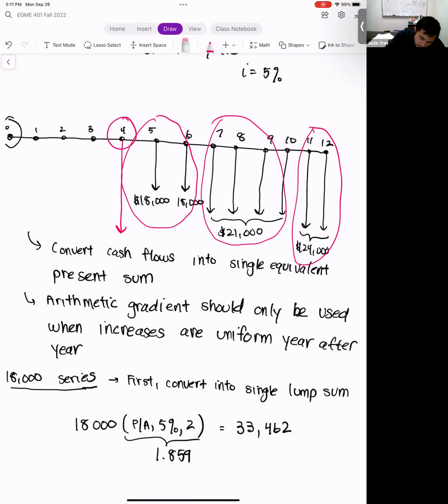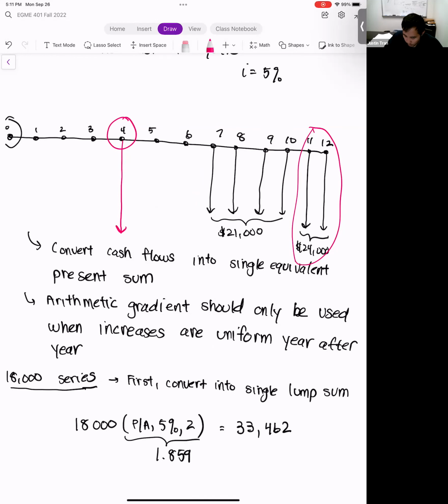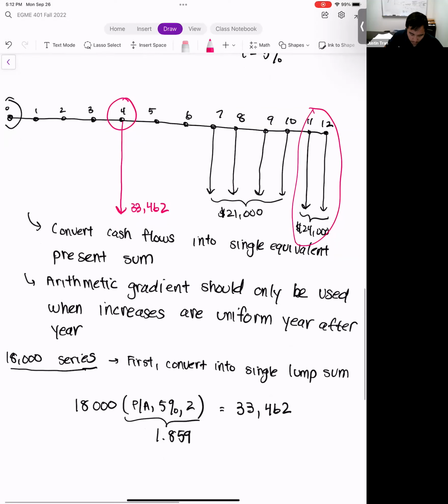And so if I were to draw this in, let me go ahead and erase these. Okay. And so we've gone ahead and converted that $18,000 on years 5 and 6. And so now we have a single lump sum of $33,462. Okay. And that's occurring on year 4 because that's the year right before that series took place. Okay. And so, of course, we're not done yet. And so what we want is a single lump sum on year 0. And so we need to transport this back in time by 4 years.